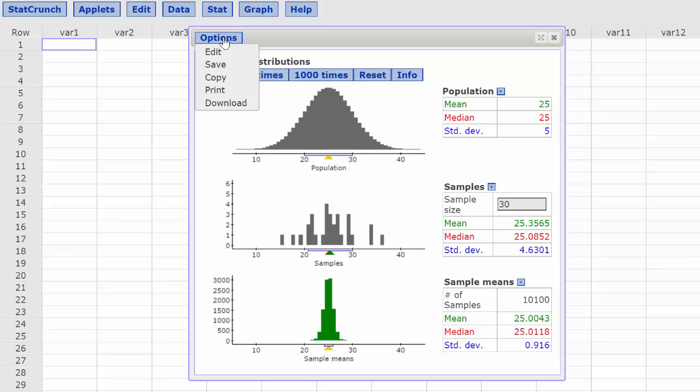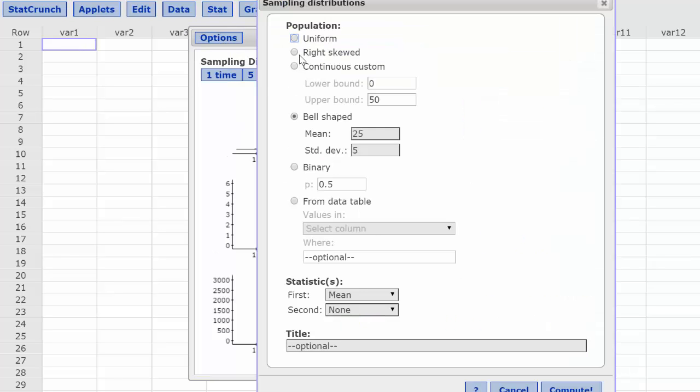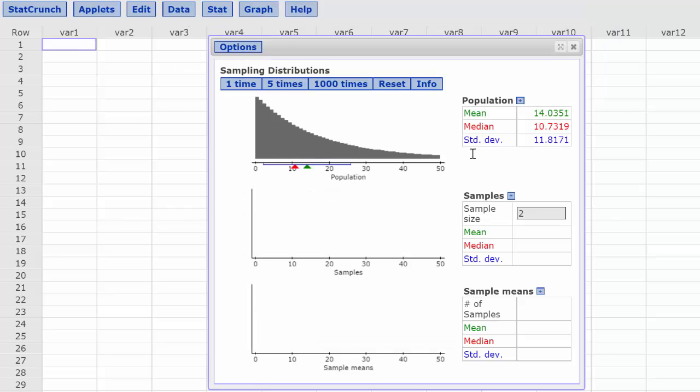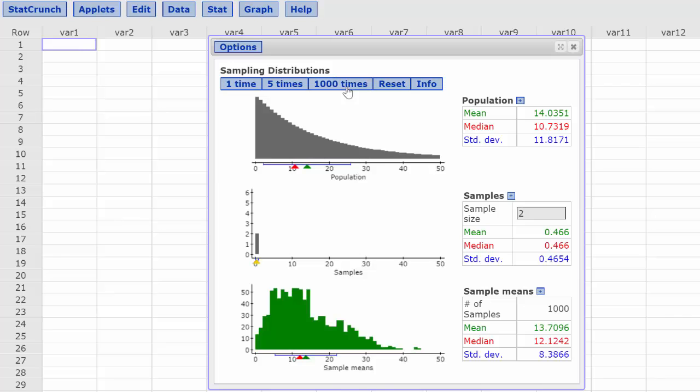So I'm going to come up here to Options, Edit, and I'm going to check Right Skewed. And I'm going to leave the sample size here at 2, and I'm going to take 10,000 samples with a sample size of n equals 2. And what do we notice about the distribution of sample means? It's also right skewed.